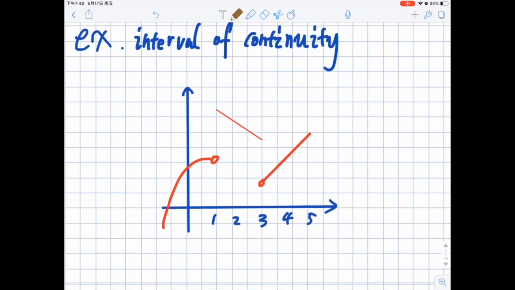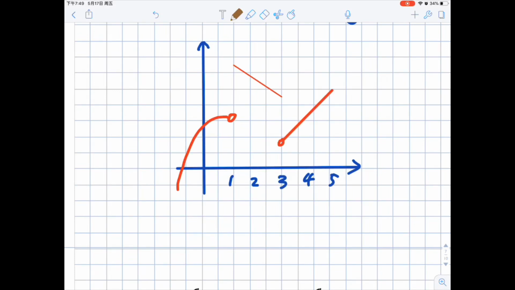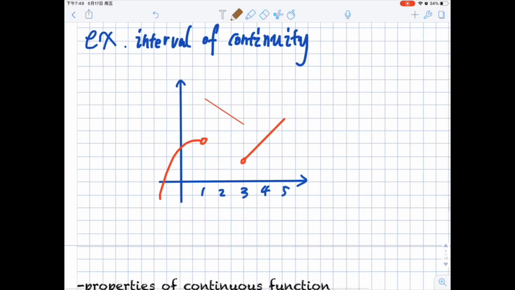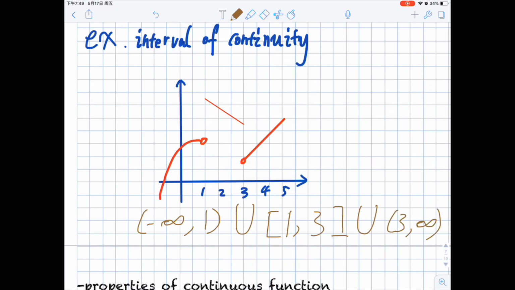Interval of continuity. So this is a practice I want you guys to do. You can pause and try to solve it by yourself, and I'll write the answer down here. Really be careful with the parentheses and brackets. It really depends on where the holes are.